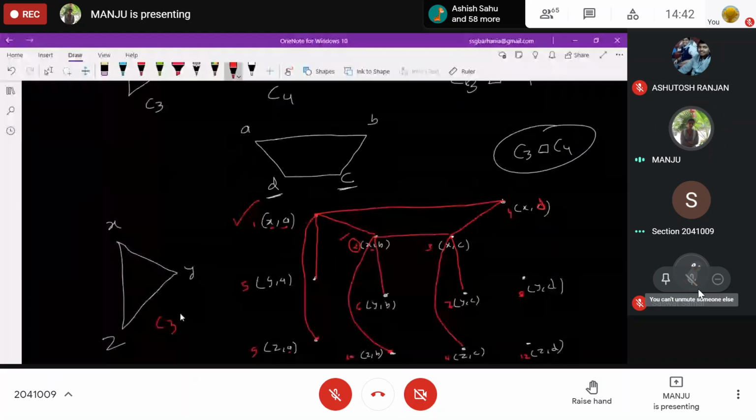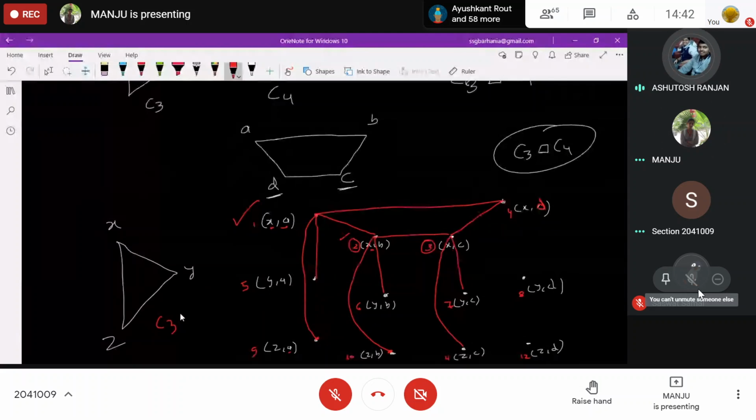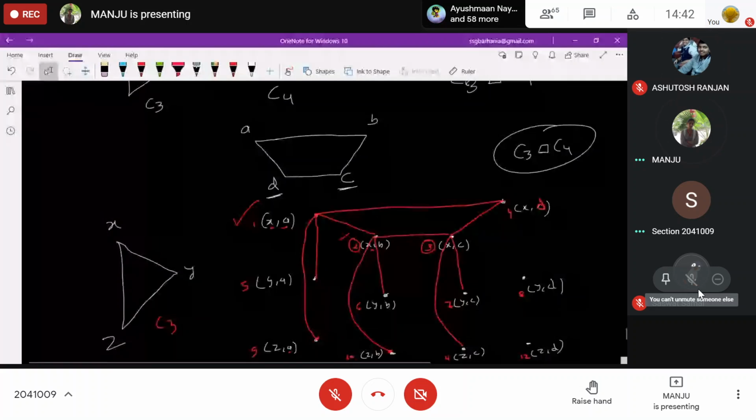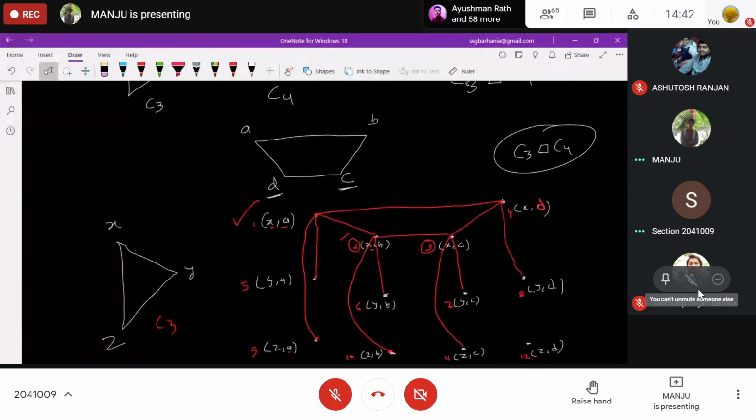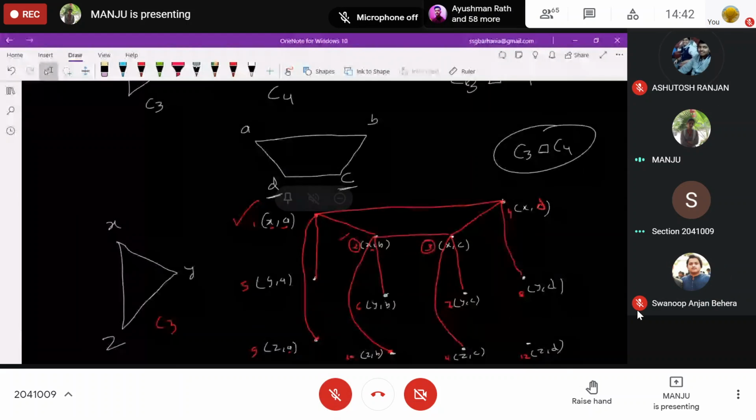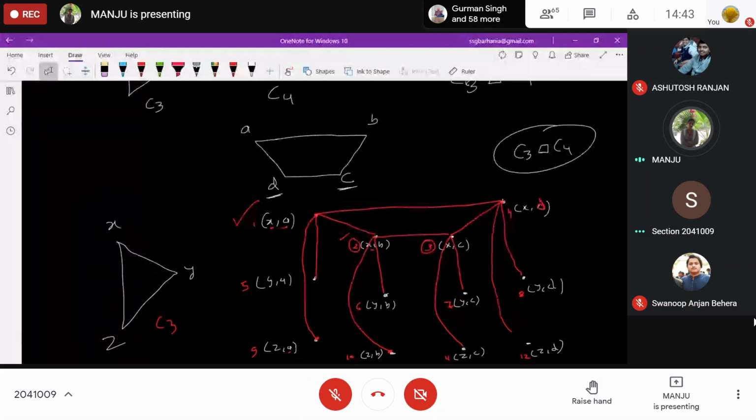Take the fourth one. Fourth is adjacent to fifth, no. Sixth, no. 7, no. To eighth, yes, sir. To 9, no. To 10, no. To 11, no. To 12, yes or no? Yes. Right. So 4 is done.